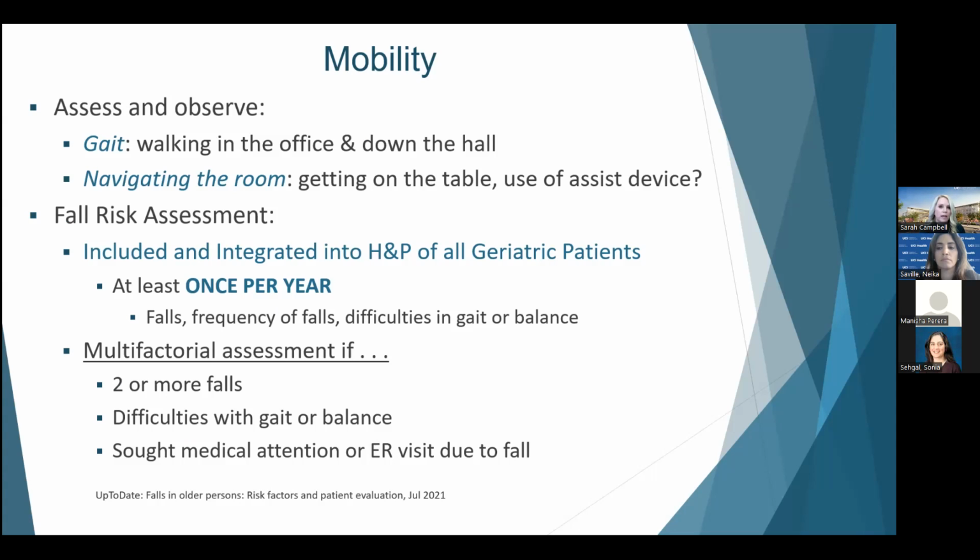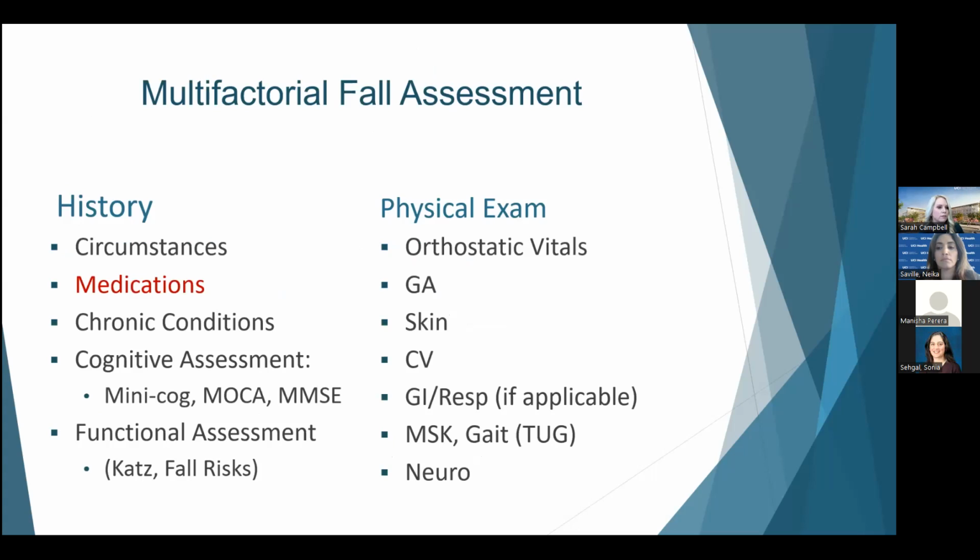Let's talk about what that consists of. In the history, you would be doing what are the circumstances surrounding each of those falls that have happened, a full medication review, including recent changes, any dose changes, any stops or starts. Are they on the Beers criteria? And then chronic conditions that might contribute to a fall or might lead to a fall, a formal cognitive assessment, and then a functional assessment, including the CATs, we'll talk about that, or fall risks.